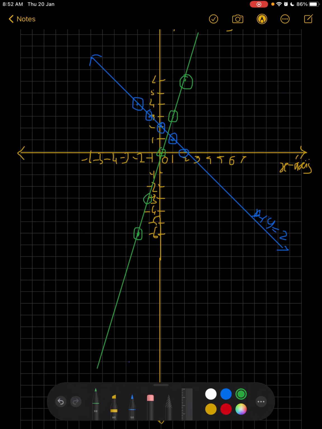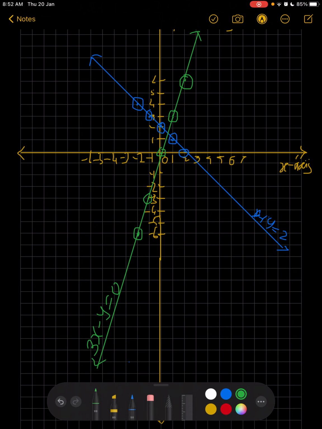This is our line number 2. Drawn up. Line number 2 is drawn. The name of this line is 3x minus y is equal to 0, the second equation. As the space is not there, I have not shown numbers along with the points, but you can show the point and the number.